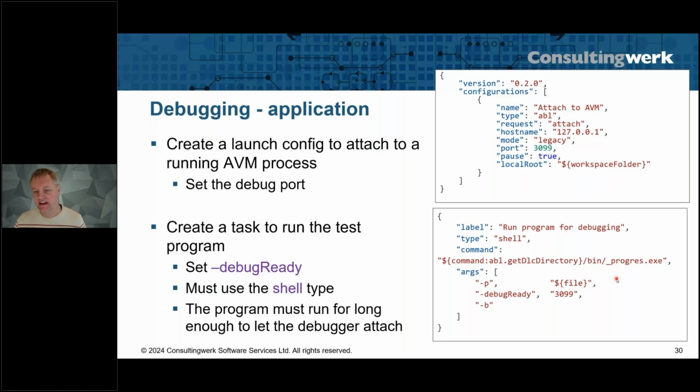On the task side, there's a couple of things. One is it must be of type shell to be attachable. And what we can do is say, again, use underscore progress. I want to use underscore progress in this particular example. We could have pro-win. And the args need to include this debug ready. So in my example, I'm running it in batch mode because I want the messages to go out into the ABL view. The other important thing over here is we can say $file, so whatever file we're on right now, go and run that one for debugging.